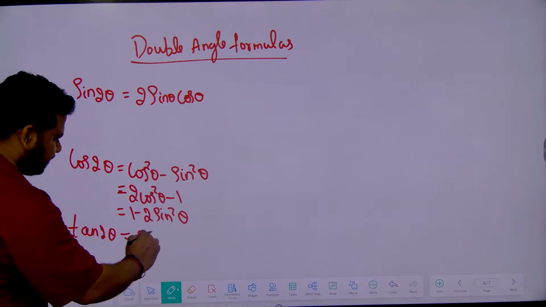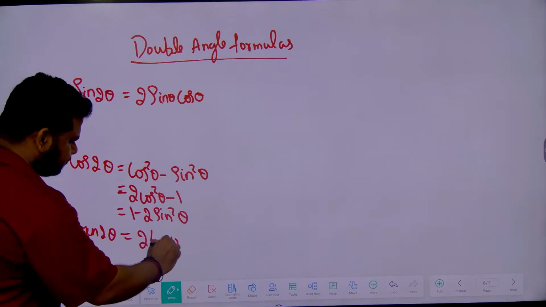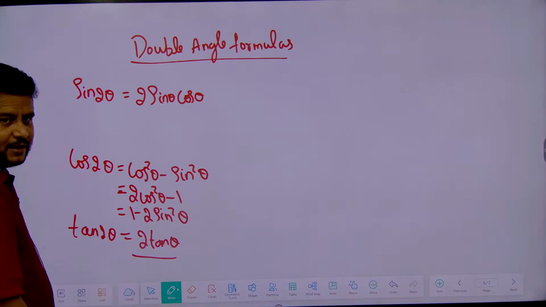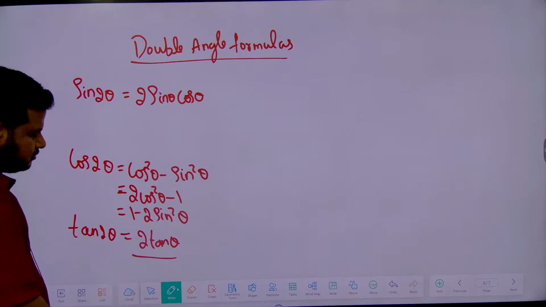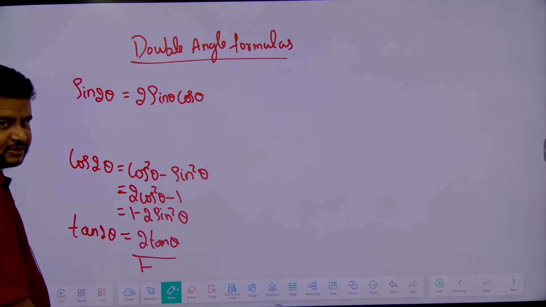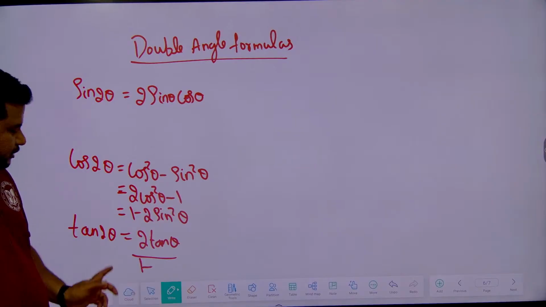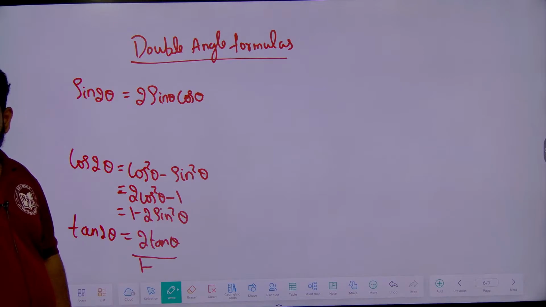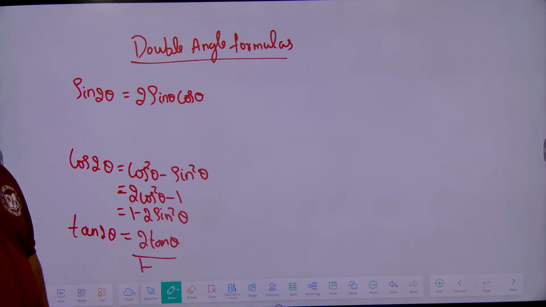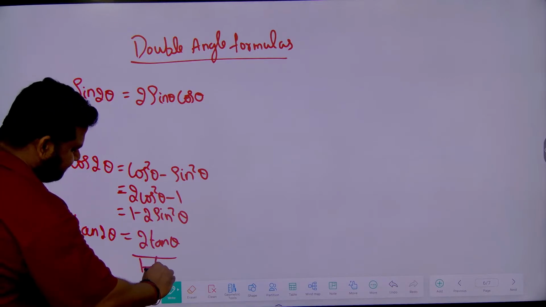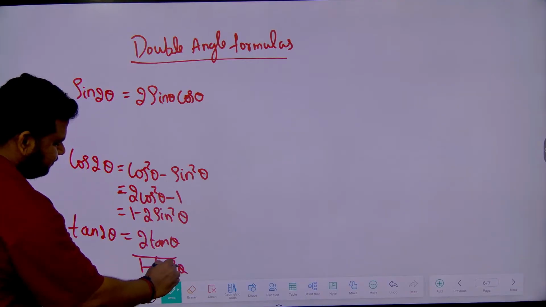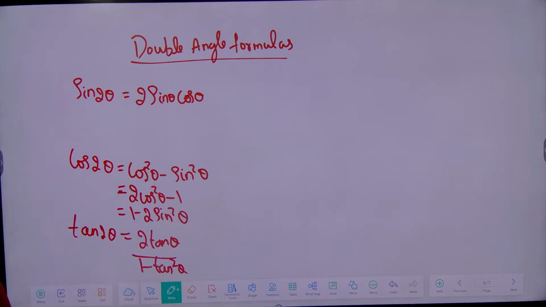So here also you will get 2 tan theta by 1 minus what? Tan square theta. 1 minus tan or 1 plus tan? Pratik, tan 2 theta, what is the formula? 1 minus tan, no? Okay. Tan 2 theta is 2 tan theta by 1 minus tan square theta. Okay, that is the answer.